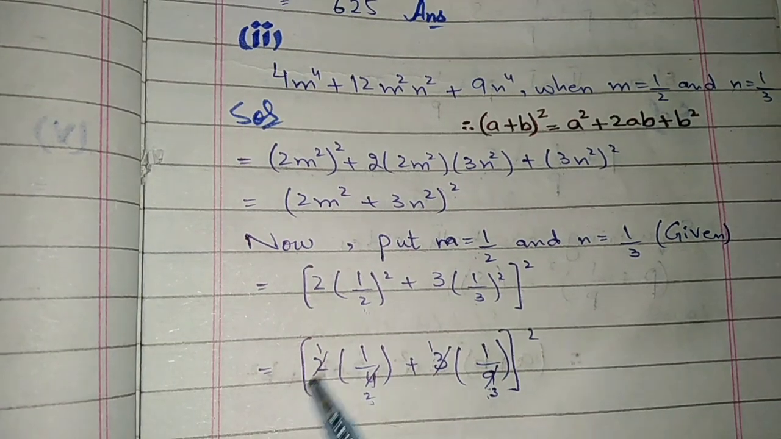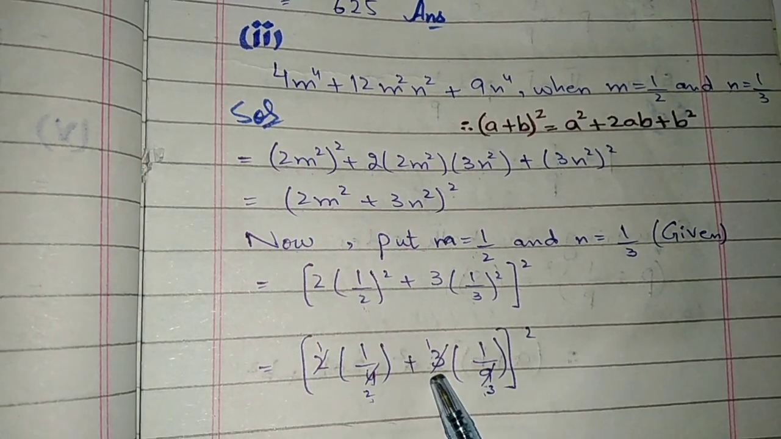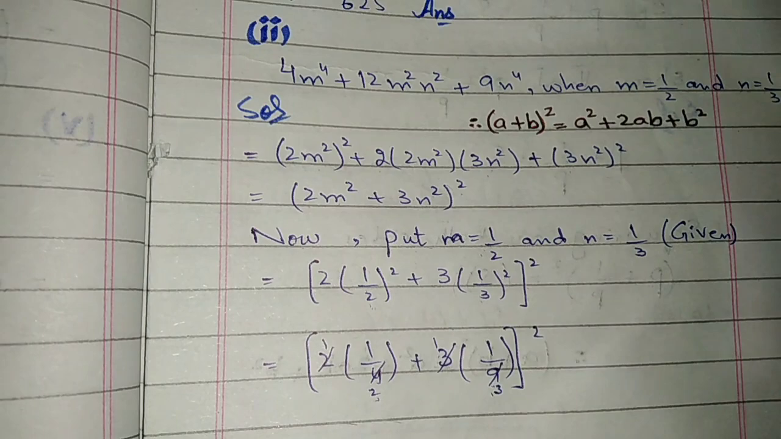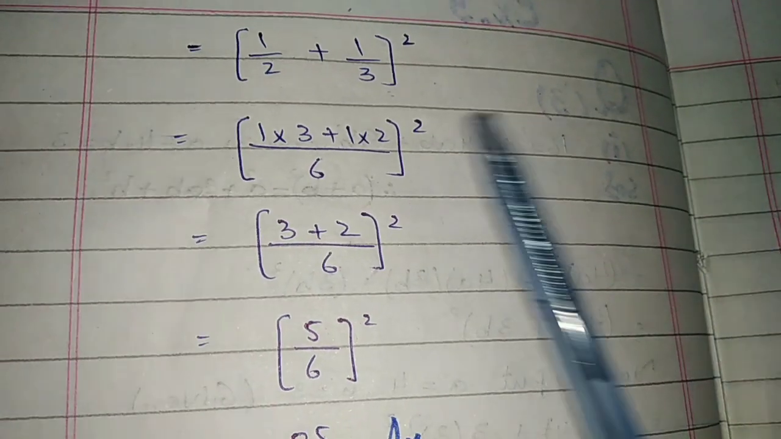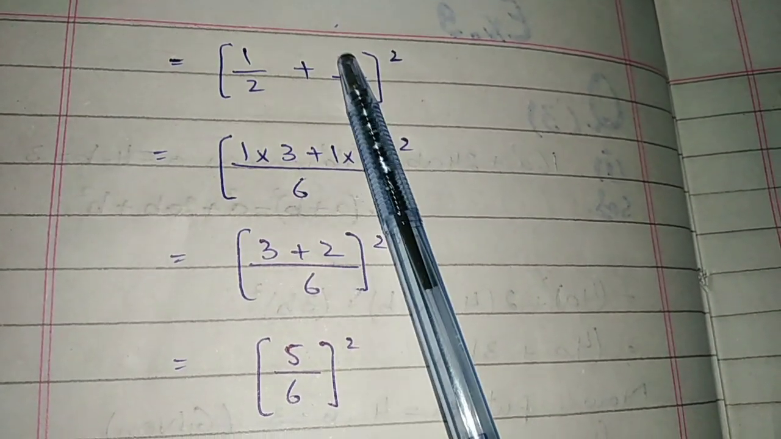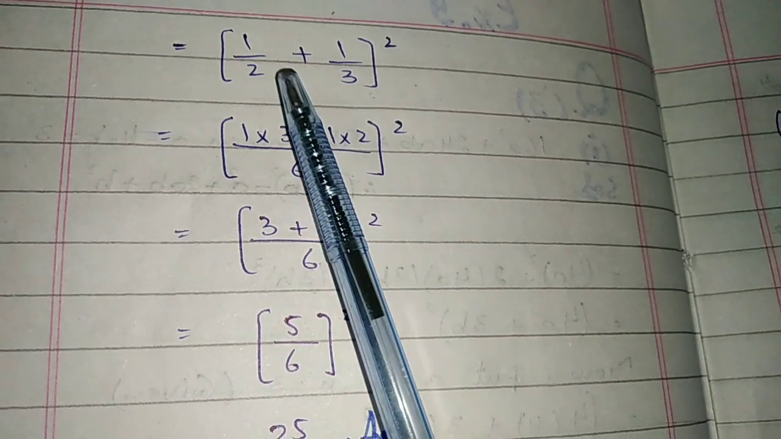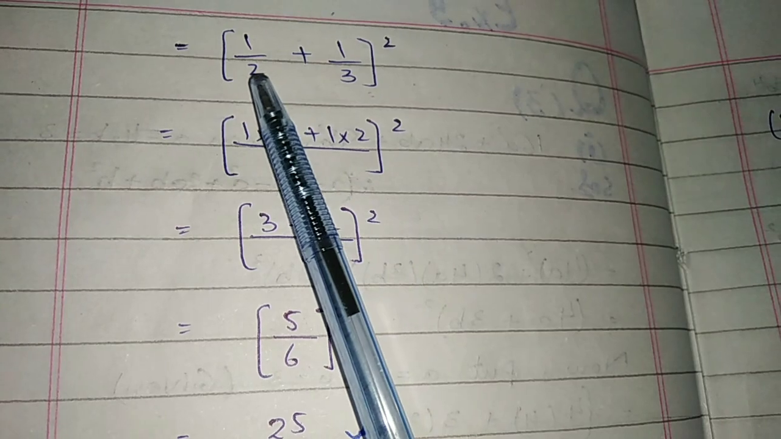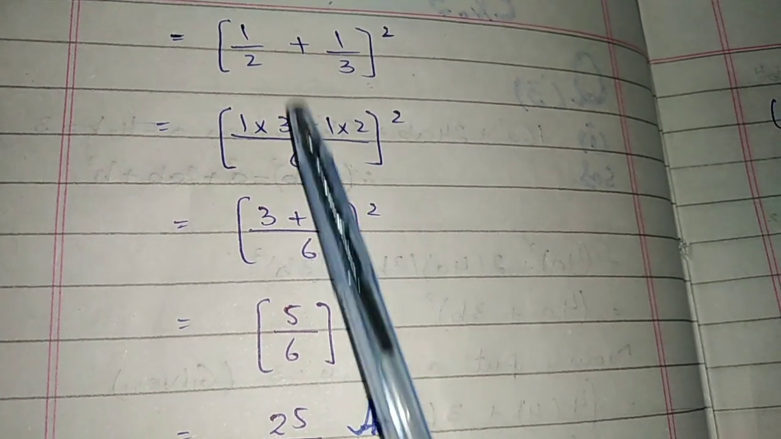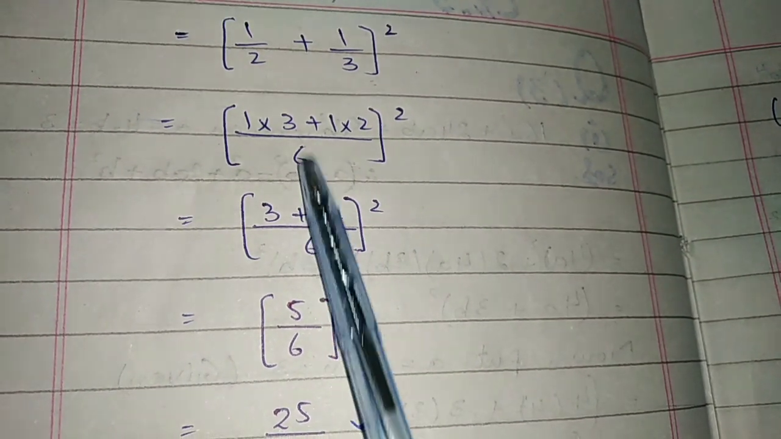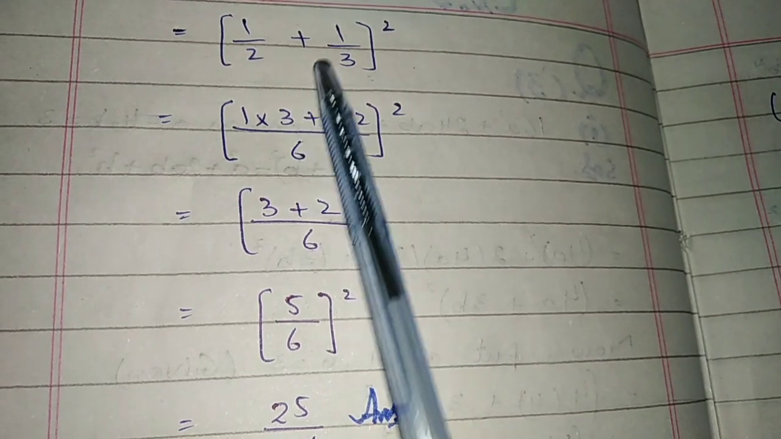Now the possible cutting is 2 ones are 2 and 2 twos are 4, 3 ones are 3 and 3 threes are 9. Now the remaining terms are 1 over 2 plus 1 over 3 whole square. Now their denominators are not equal, so we have to equate their denominators. The LCM of 2 and 3 is 6.